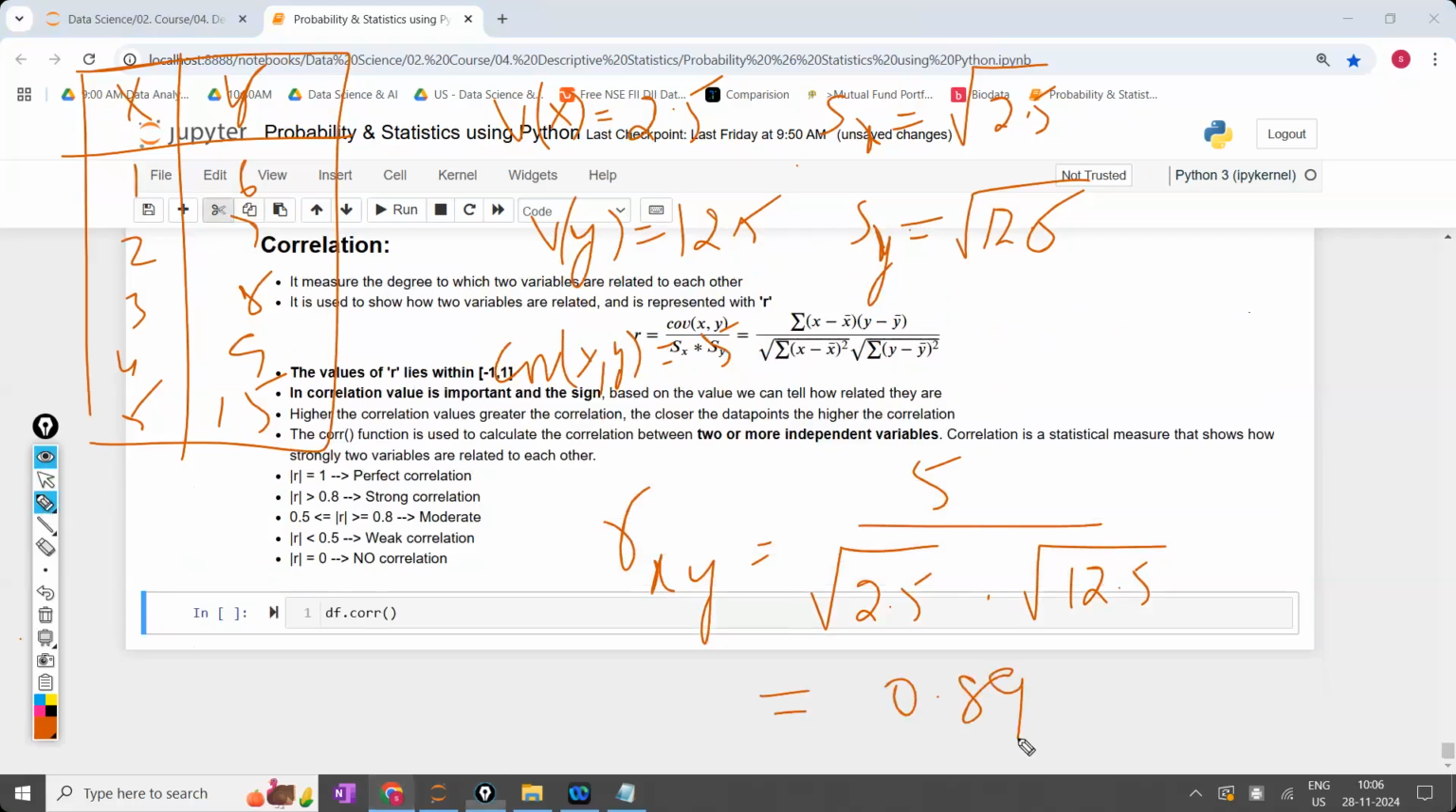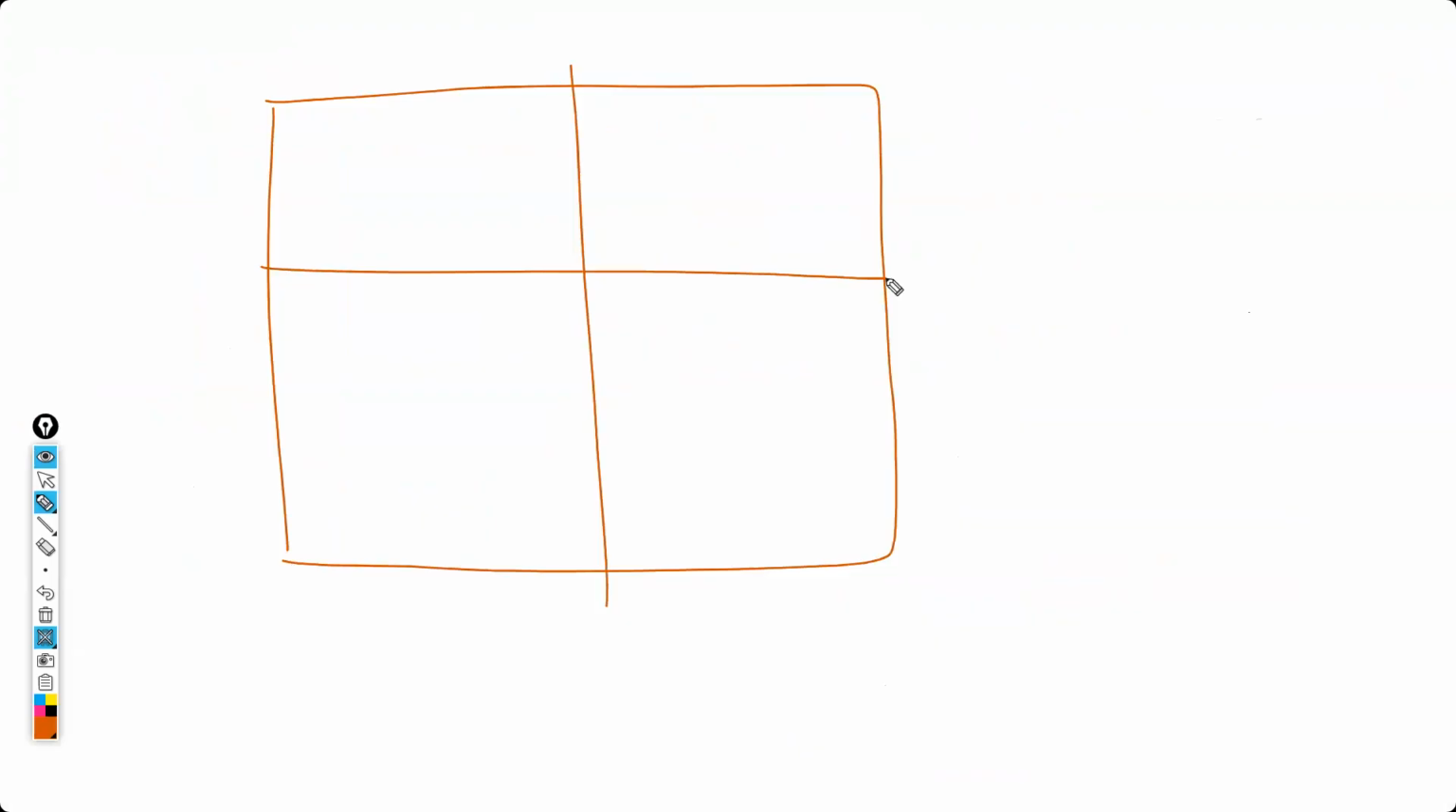This one is clear now for everyone. 0.89. Now since I'm having only two variables with me, this is x and y, this is also x and y. What is this?